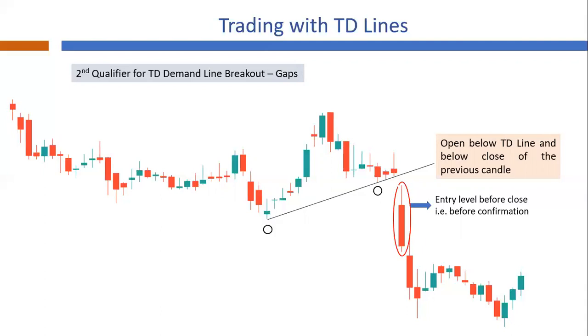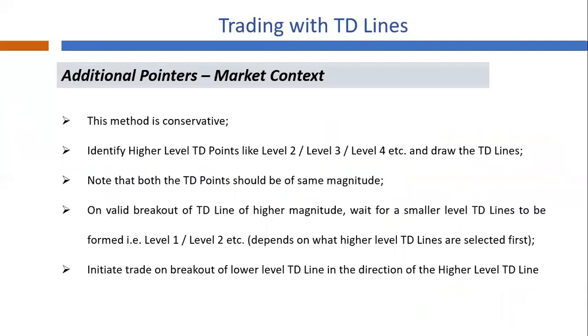The first method is conservative and it helps in forming a bias on the proposed trade. In this method, we identify TD points of higher level, that is level 2 or level 3, etc. Do note that both the TD points selected for drawing the TD line should be of same magnitude or level. On breakout of higher level TD line, wait for the smaller level TD lines to be formed. A trade is to be initiated on the breakout of lower level TD line in direction of the higher level TD line. Let's look at the same on the chart.